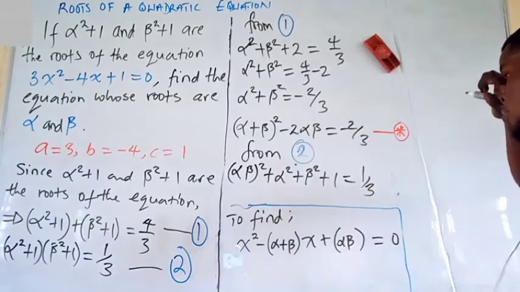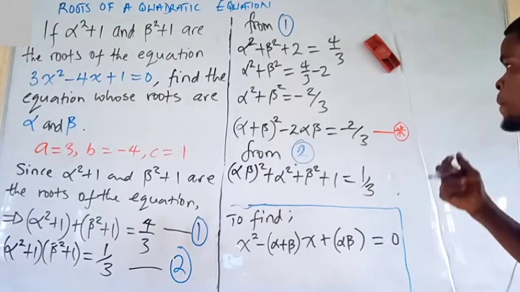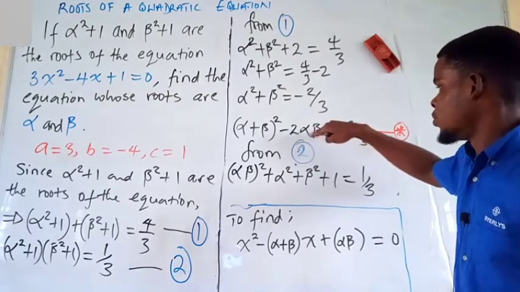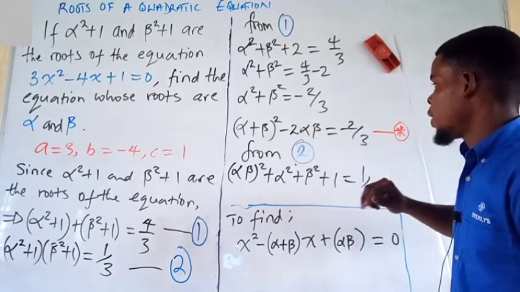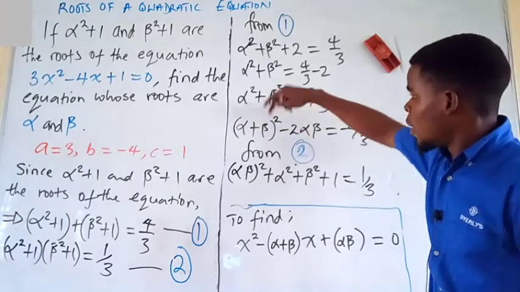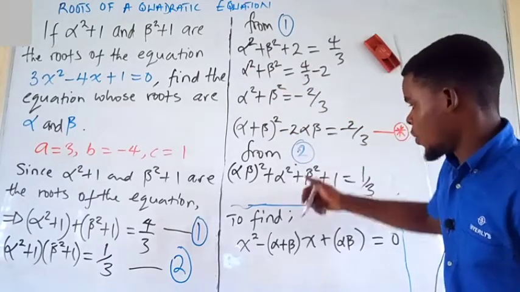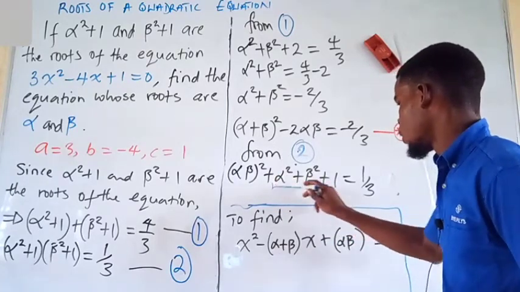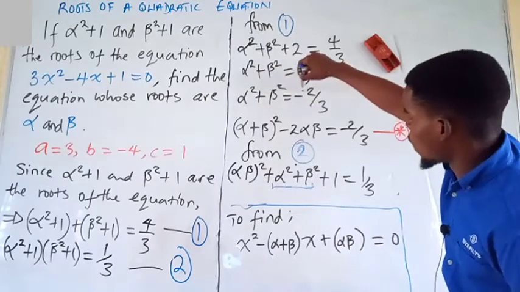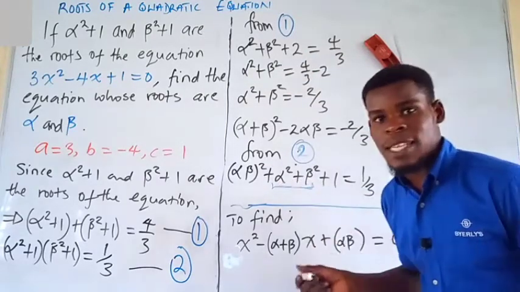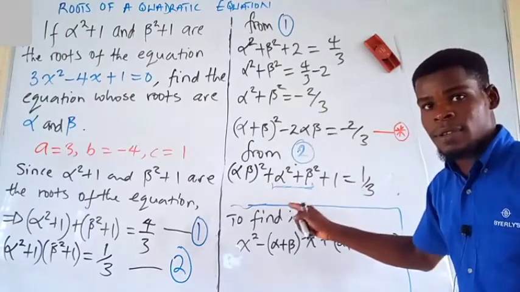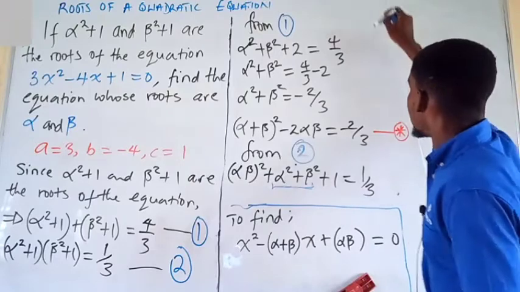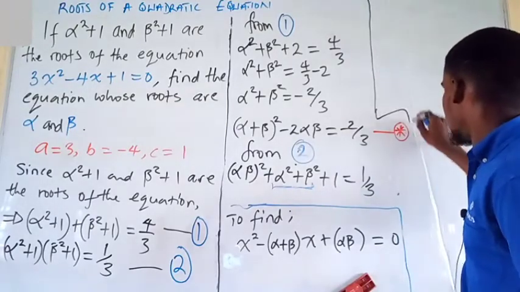Now, very nice. We see that alpha squared plus beta squared is here, and it was equal to negative 2 over 3. So in place of alpha squared plus beta squared, I will just put negative 2 over 3 there.